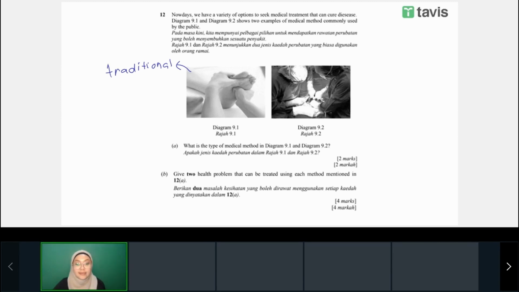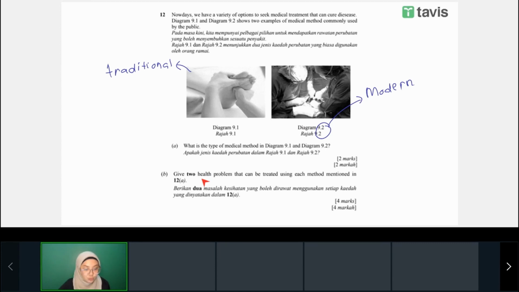While this diagram 9.2 is involving a surgery, modern medicine. Okay, now let's see the question. What is the type of medical method in 9.1 and 9.2? I give you the types already. Traditional medicine and the modern medicine. Medical method.